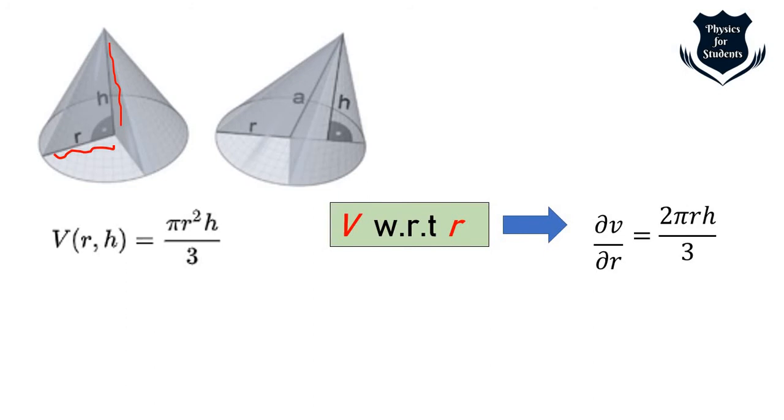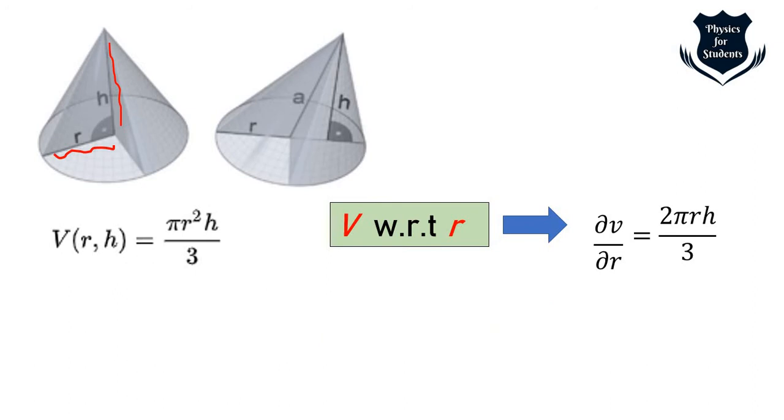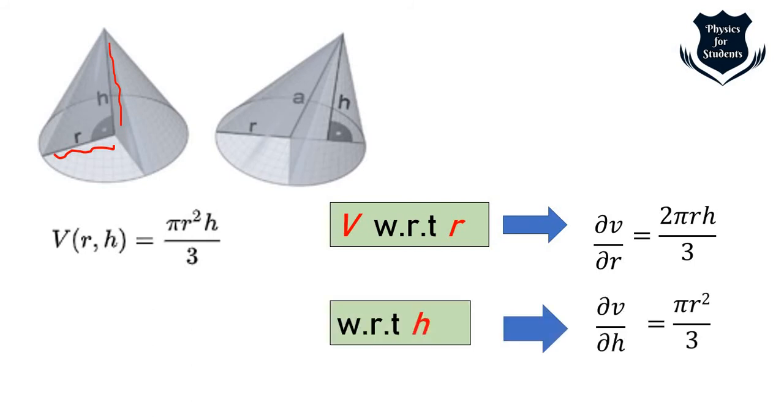The partial derivative of v with respect to r is del v by del r equals 2 pi r h by 3, and this represents the rate at which a cone's volume changes if its radius is varied and its height is kept constant. The partial derivative with respect to h is pi r squared by 3, del v by del h, which represents the rate at which the volume changes if its height is varied and its radius is kept constant.